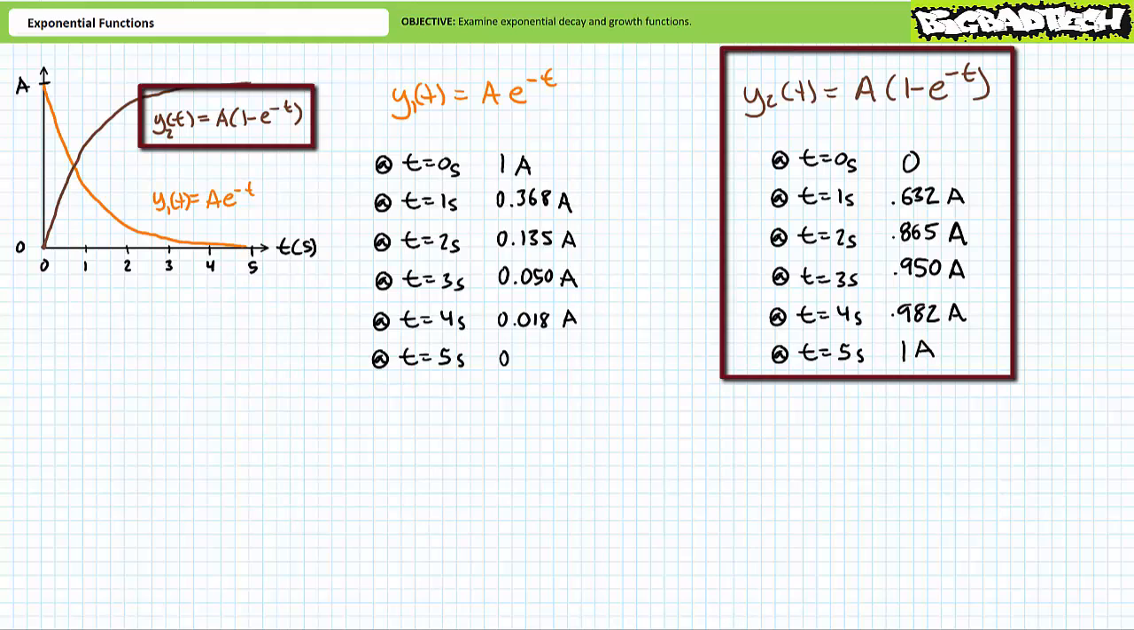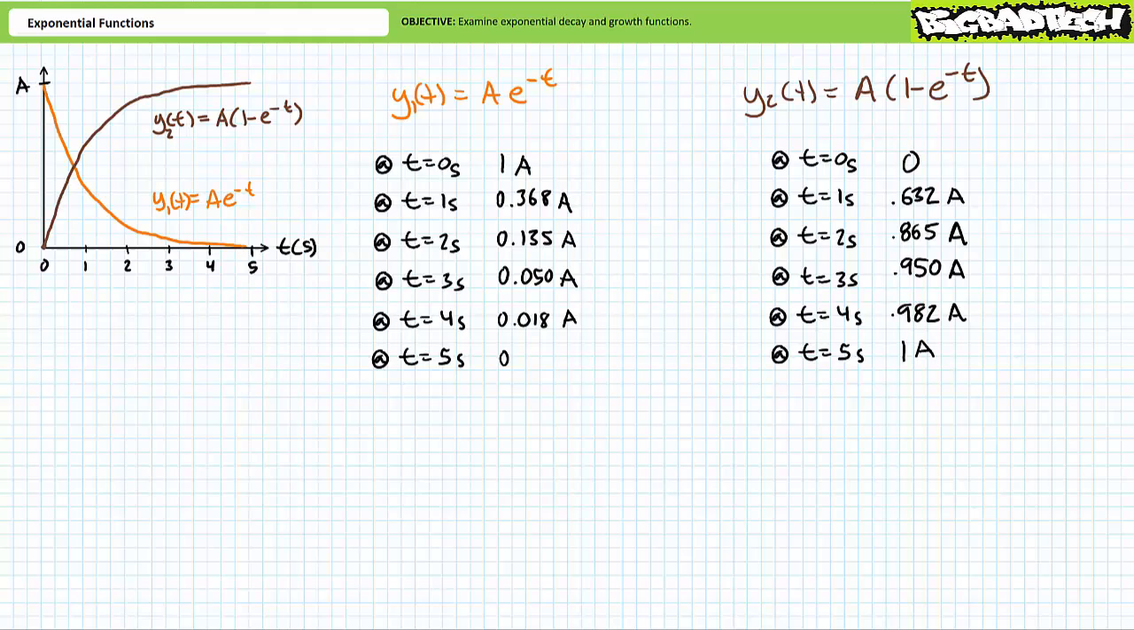Similarly, the general purpose growth function, a times 1 minus e to the negative t, evaluated at the following times, yields the following data. At t equals 0 seconds, it has a value of 0. At t equals 1 second, it has a value of 0.632a. At t equals 2 seconds, it has a value of 0.865a. At t equals 3 seconds, it has a value of 0.95a. At t equals 4 seconds, it has a value of 0.982a. And finally, at t equals 5 seconds and beyond, it has a value of 1a.